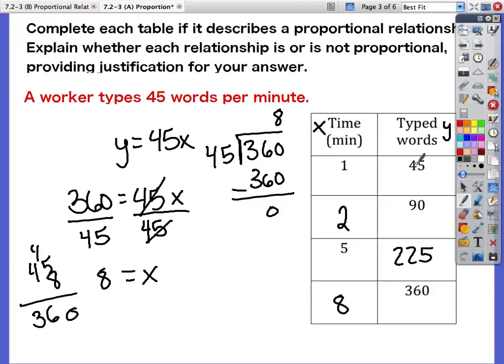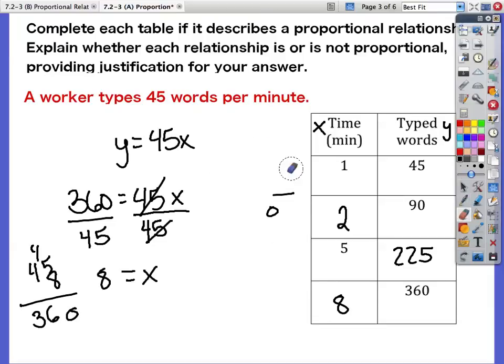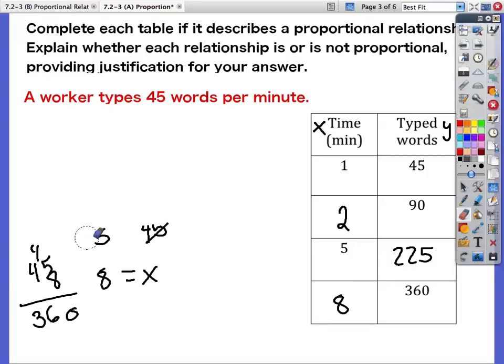Notice when they gave me the output, the y number, and I was missing my x number, I had to use division. When the table gave me my x number and I needed my y number, I just plugged the x into the equation and multiplied. So you can work it forwards or backwards, but remember the opposite of multiplication is division. Okay, cool. Now let's answer the very last part of this question.